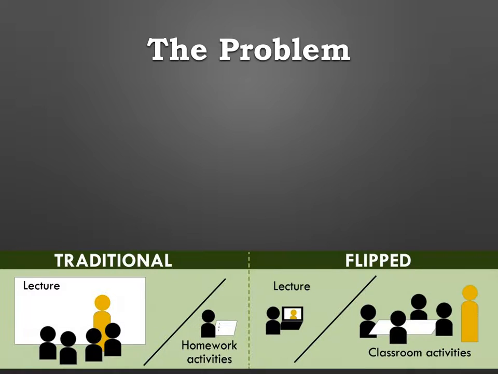Independence High School uses a flipped classroom model. In this model, the teacher records lectures which the students view and take notes on at home. Then time in class can be devoted to learning activities.